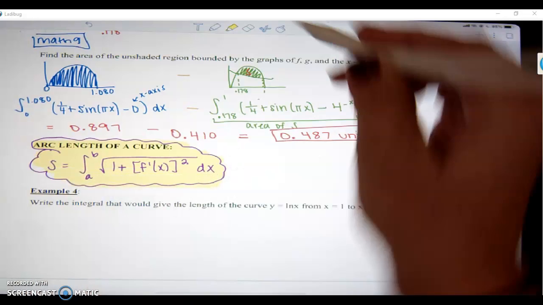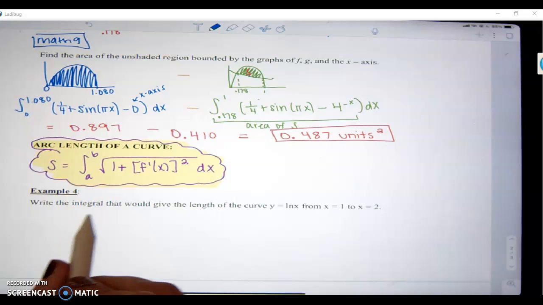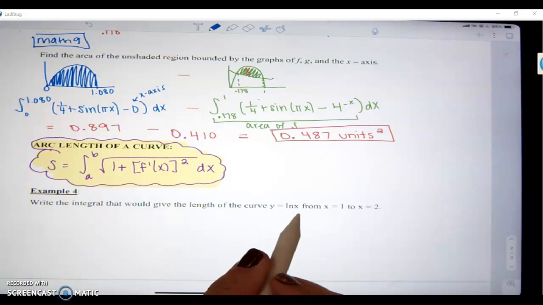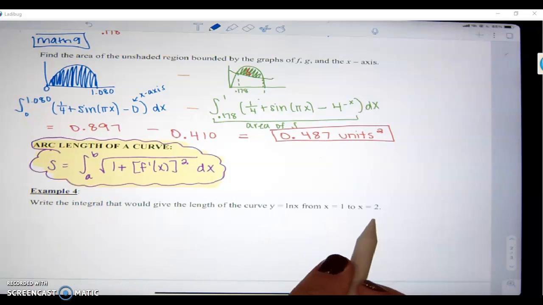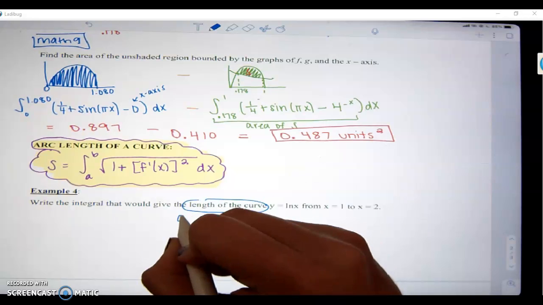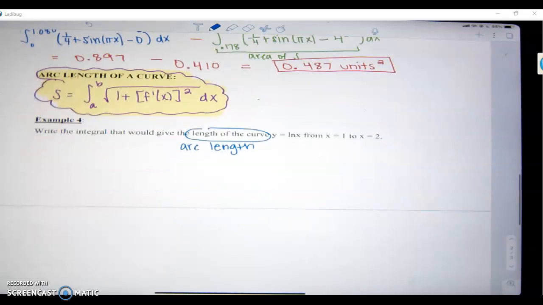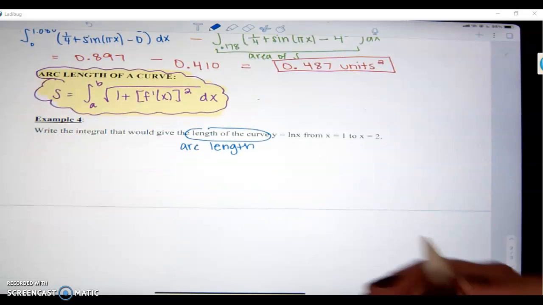Okay, so for this last problem, all we want to do is, it says, write the integral that would give the length of the curve of y equals ln x from x equals 1 to x equals 2. So we're not even solving, we're just writing the integral. So when it says give the length of the curve, that means you want to find the arc length. A lot of times it's not going to say arc length, it's going to say the length of the curve.